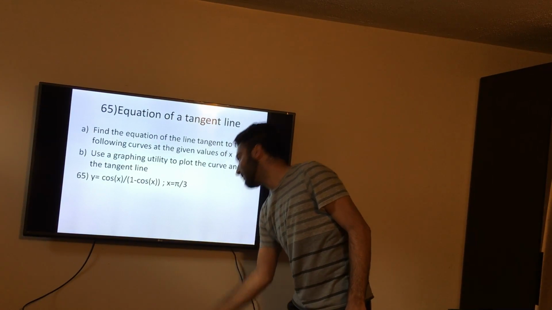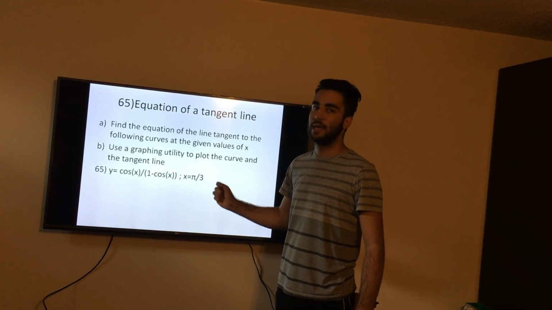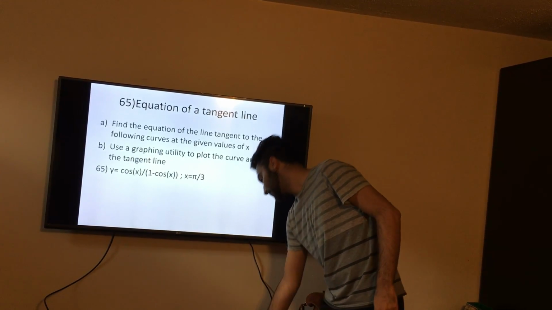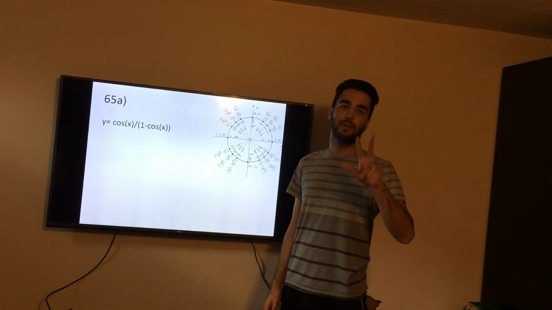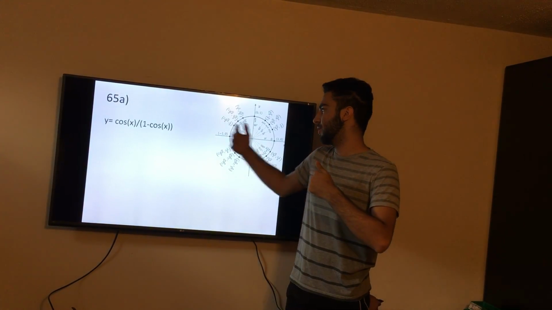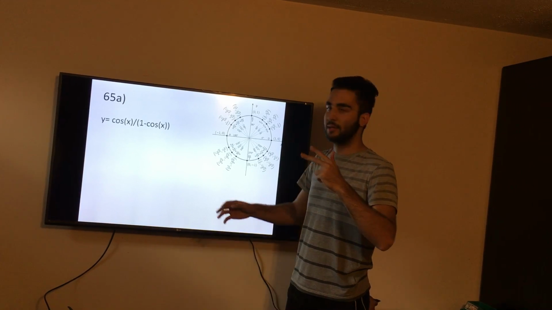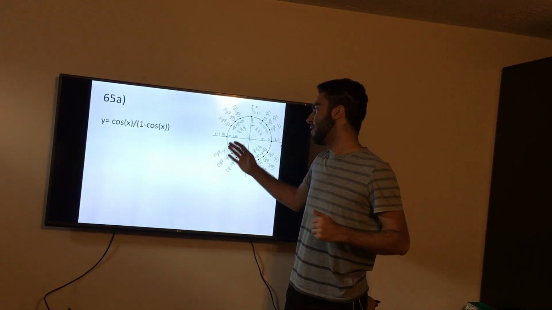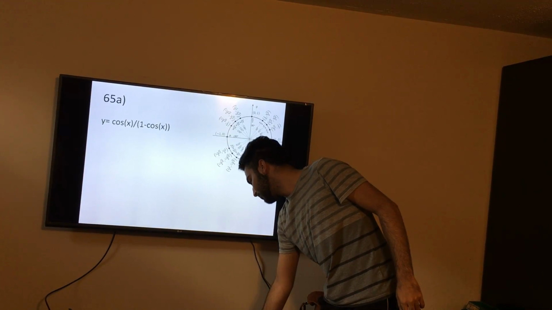The question that we're given is 65, which is y is equal to cosine x divided by 1 minus cosine x. And the point that we're given is x equals pi divided by 3. To finish part A, we need three things: the slope at the given point, the x value, and the y value. We're already given the x value. To find the y value, we just input the x value into the equation. So that's what we'll do first.